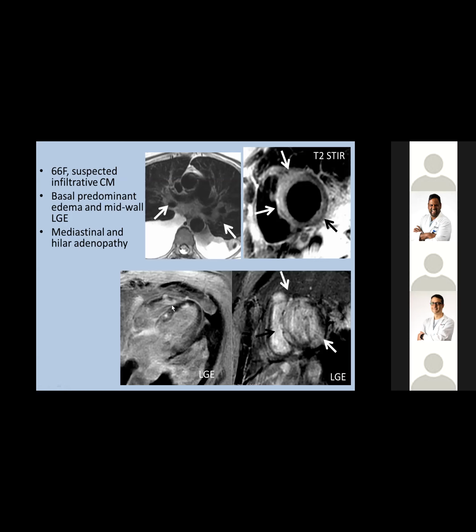So you have 4-chamber view and short axis view here. So you can see there's really extensive patchy bright signal all through the heart, including the atrial septum, right ventricle, and most extensive around the base. So here you can see that there's really almost transmural involvement through the basal segments.